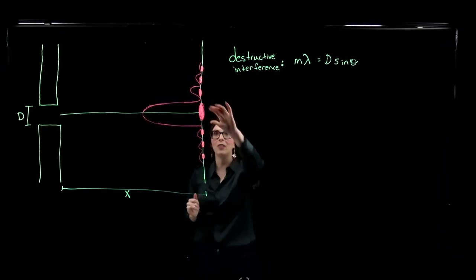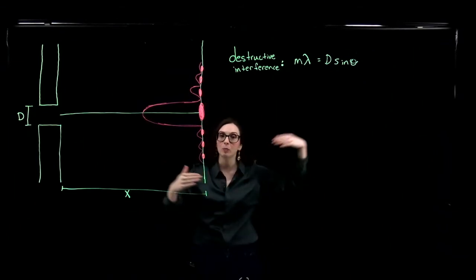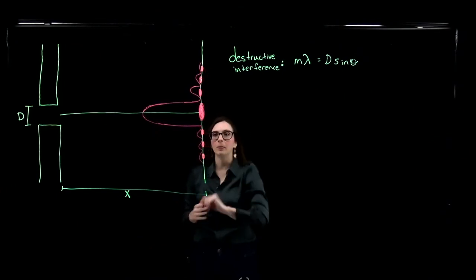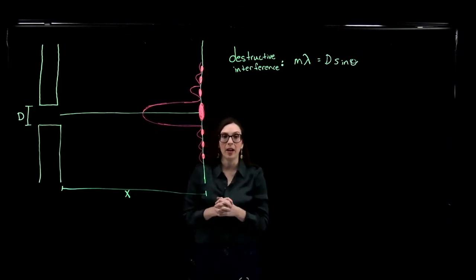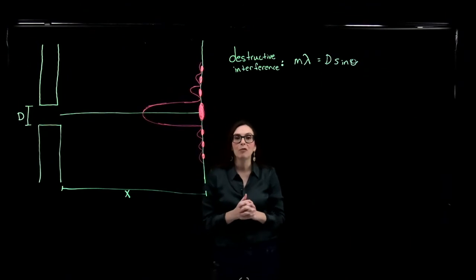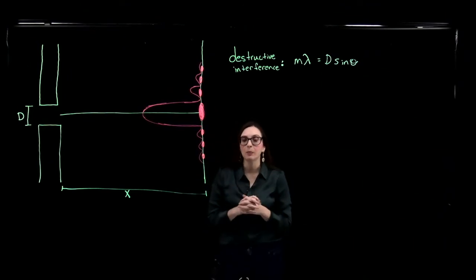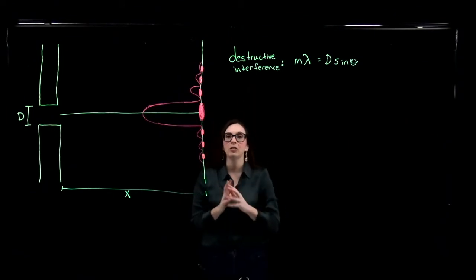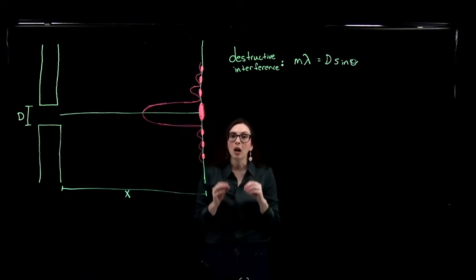This pattern, we have a bright central point which is broader, and then we have other bright points on either side. But this time for our single slit experiment, we are going to be focusing on the equation for destructive interference. Those are the dark spots in between the bright points.